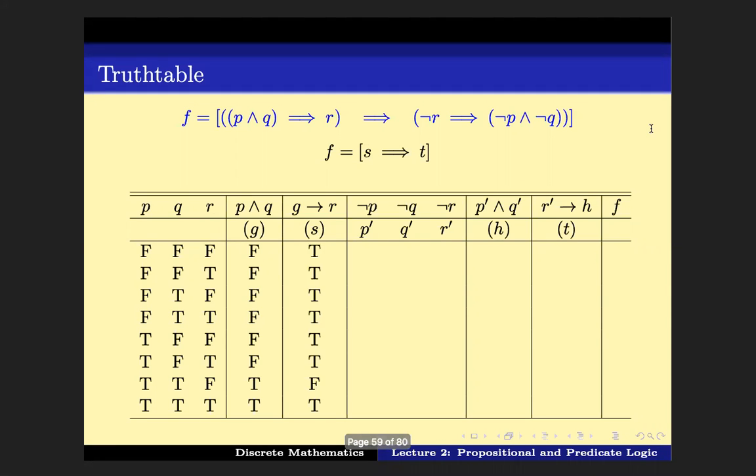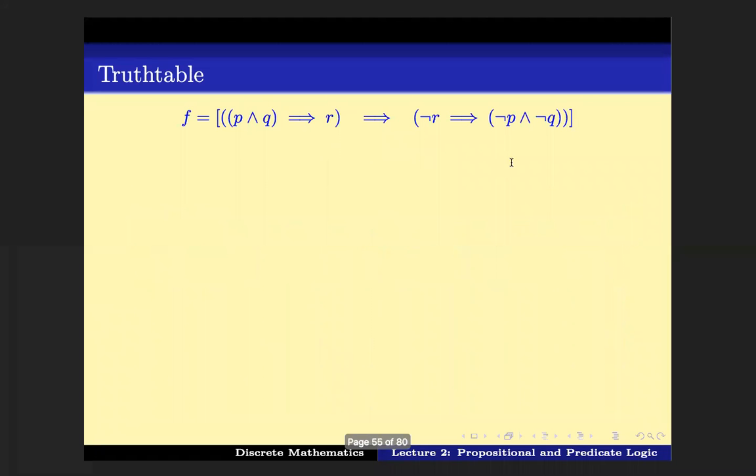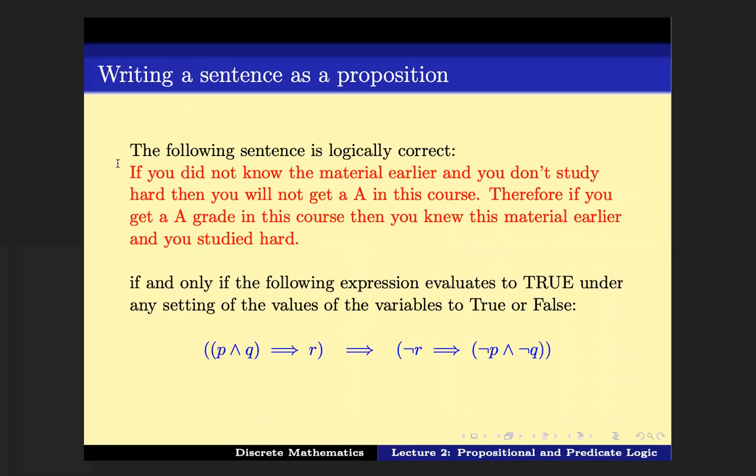Go and prove it to yourself that you can keep on doing it one by one, and at the end of the day you will find the truth table of F. And what you will realize is that this function F, or this statement F, is false for certain settings of P, Q, and R. Which means that if somebody had given you this sentence, he was not saying it correctly. He was not logically correct.